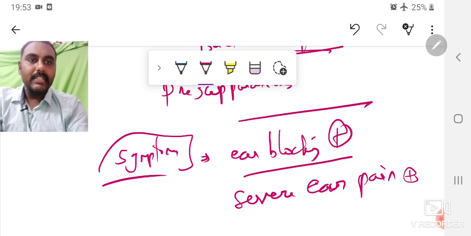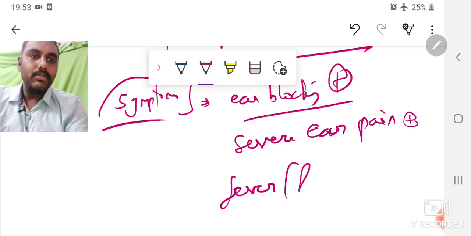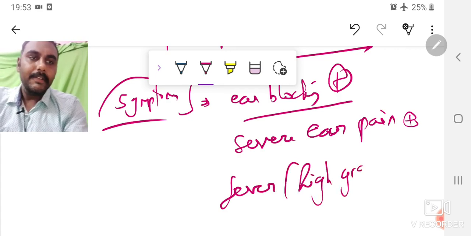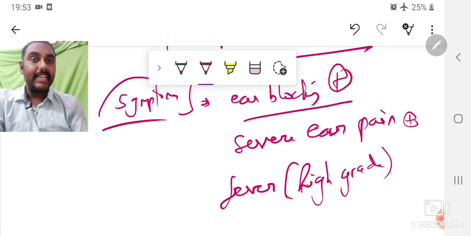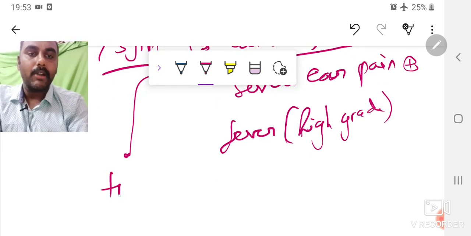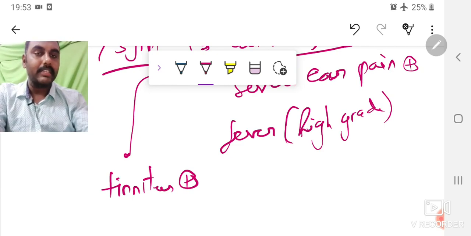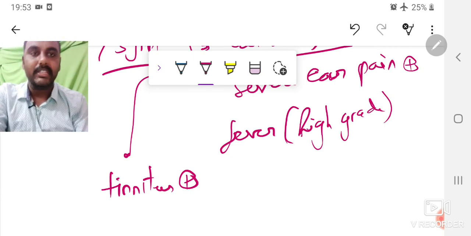Along with that, the patient will have a fever, which is usually high grade. Because of the bacterial infection, he will start to have a high grade fever. And some adults, because of the blockage, may even have tinnitus. So, these are the symptoms present in the stage of pre-suppuration.